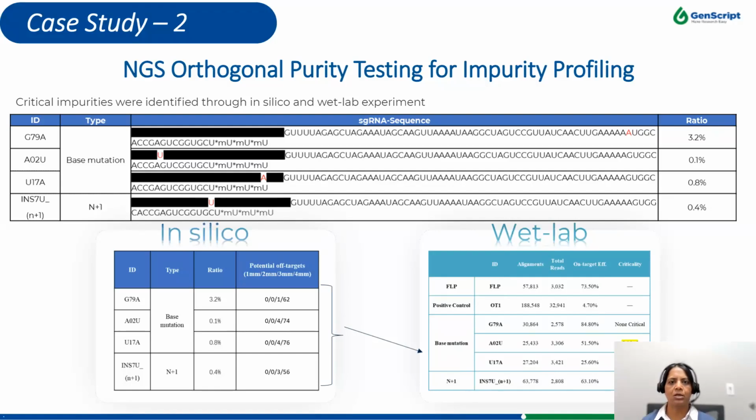We synthesized all the potential mutations along with the full-length product and positive control to conduct an on-target efficiency test. From this test, we found that the two mutations significantly reduce the on-target efficiency and increase the potential for off-target effect, and we identify them as critical impurities, which are highlighted with the yellow line. And these impurities are U17A as well as A02U.